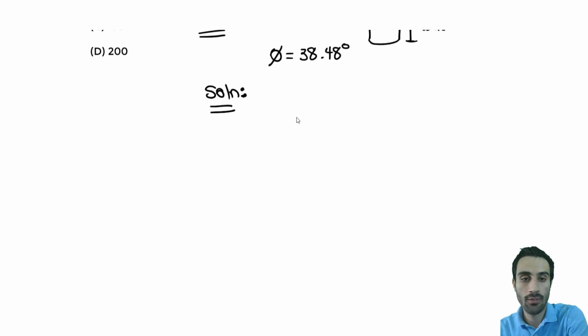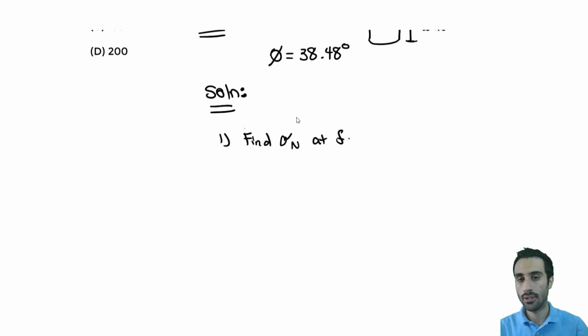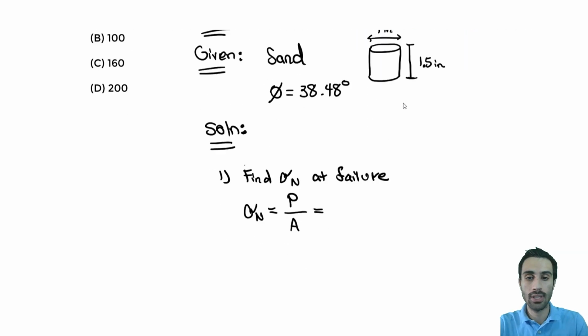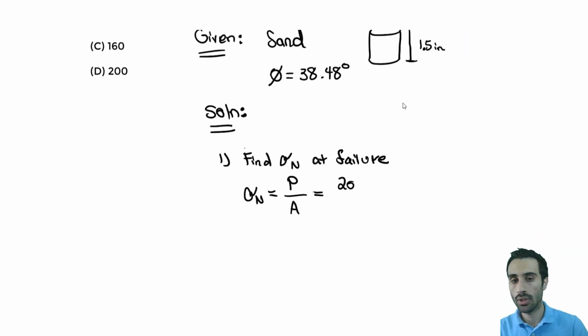So now, step one, we will find the normal stress at failure. Let's find sigma n at failure. Sigma n, remember, is the normal stress at failure. That's what we find as the first step. What we do is P over A. This is in the FE Handbook. So what's the load P? It's given in the problem statement: 200. So we take 200 pounds.